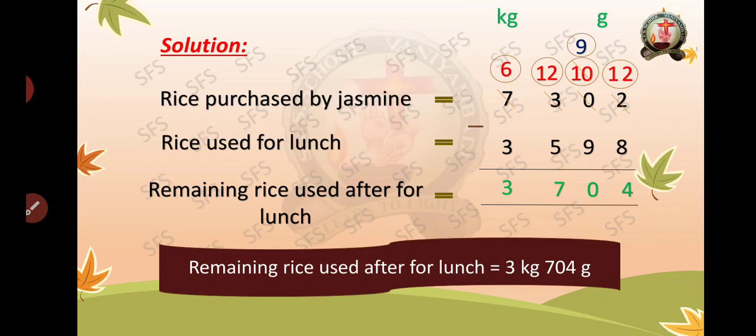The remaining rice after lunch is equal to 3 kg 704 gram. This is the remaining rice which is left over there. Is it clear, children? Okay.